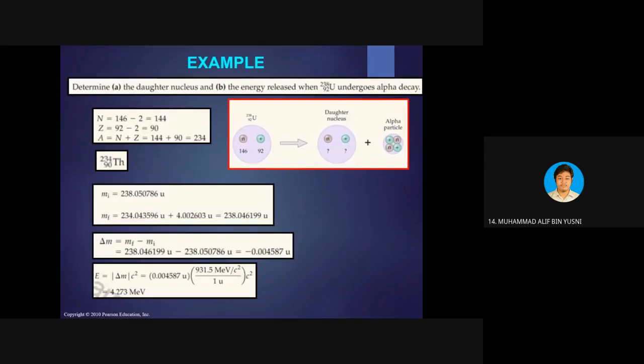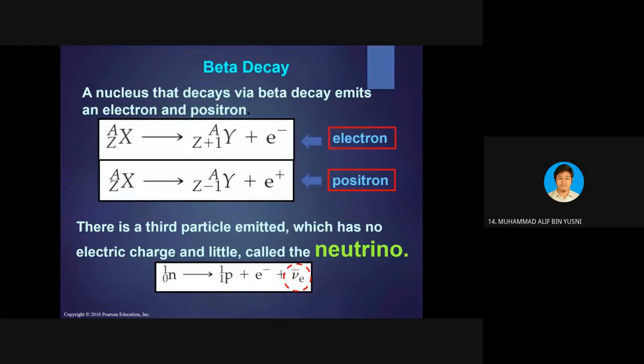234.043596 U plus 4.02603 U. Then the sum will give you 238.046199 U. Then find the difference, final minus initial, and you get negative 0.004587 U. Then using E equals delta M c squared, you substitute the value of delta M, and substitute c squared with 931.5 MeV over c squared divided by 1 U, times c squared. You cancel off the c squared and the U, and you get the unit to be MeV. So the value is 4.273 MeV.